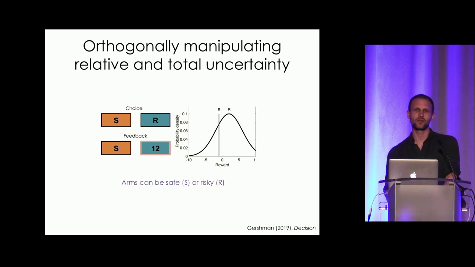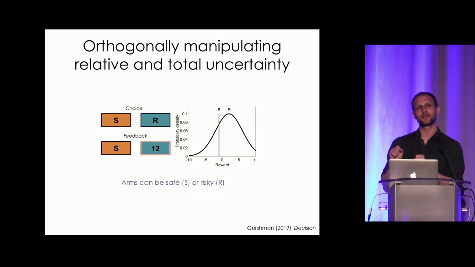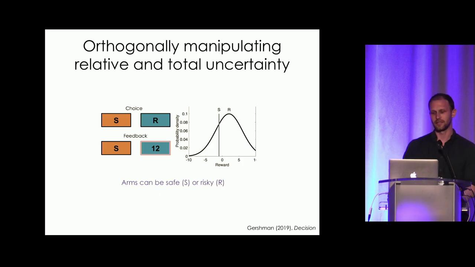And in the reward trials, you get a payoff drawn from a Gaussian with some variance. And this allows us to independently control the relative and total uncertainty. For relative uncertainty, you can compare trials where one option is risky and one option is safe. And for total uncertainty, you can compare trials where both options are risky or both options are safe. So those are trials in which relative uncertainty is held fixed, but we're manipulating total uncertainty.